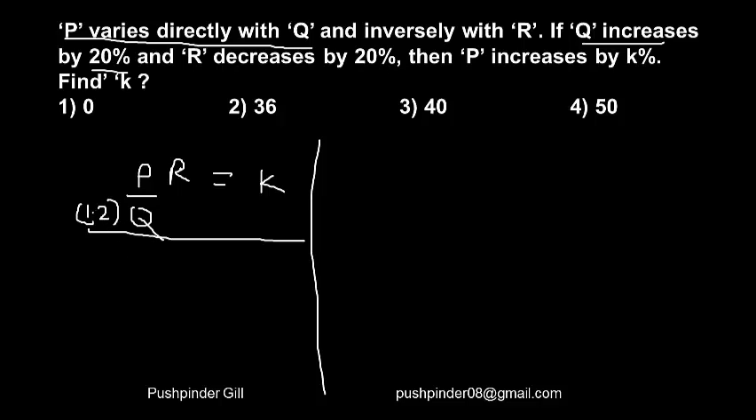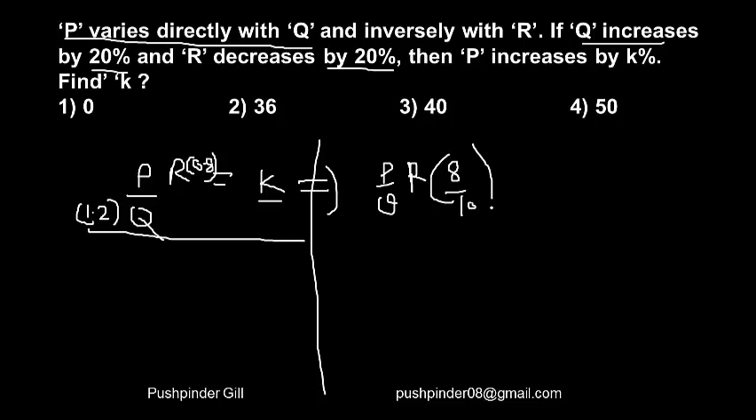It is increasing by 20%. R is decreasing by 20%. If something decreases by 20%, then only 80% remains. That means R is getting multiplied by 0.8. However, this K is constant. Let us say this is nothing but 6 by 5. This is nothing but 8 by 10. So P upon Q into R, so this is 8 by 10, and this is nothing but 6 by 5, right?